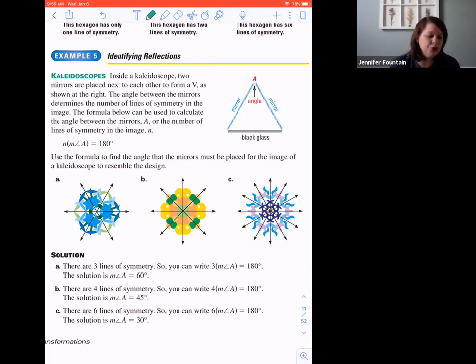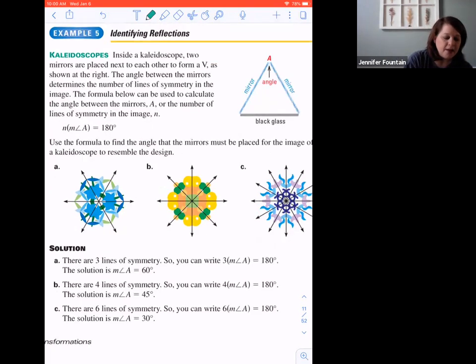So it says inside a kaleidoscope, 2 mirrors are placed next to each other to form a V, as shown at the right. So we can see where we have the 2 mirrors where they kind of meet at point A. And so it says the angle between the mirrors determines the number of lines of symmetry in the image. The formula below can be used to calculate the angle between the mirrors A, or the number of lines of symmetry in the image, which is N. So A is the angle between the mirrors, whatever the measure of that angle is. And then N is the lines of symmetry in the image. So basically, I'm going to multiply my number of lines of symmetry in the image by whatever the measure of the angle is. And then that tells me what I've got.